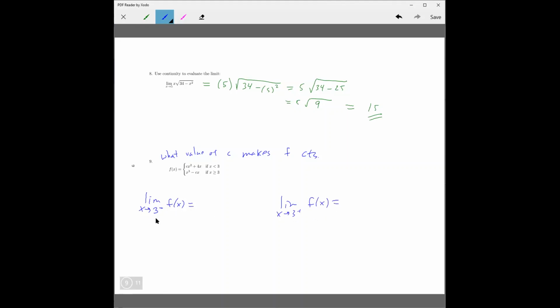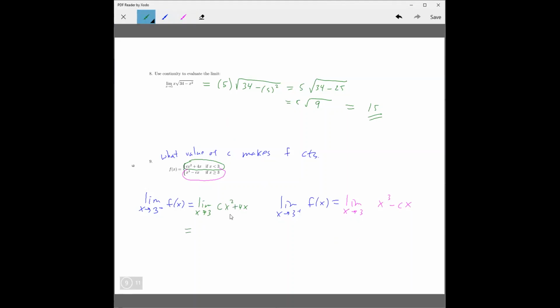Okay, so as you're coming from the left, you're coming through numbers that are less than 3. So it's this one here. This is the formula that you want to use here. So that's the limit as x approaches 3 of c x squared plus 4x. And then meanwhile, this is when x is greater than 3, so that's the limit as x approaches 3 of x cubed minus cx.